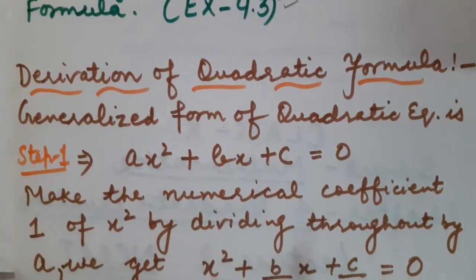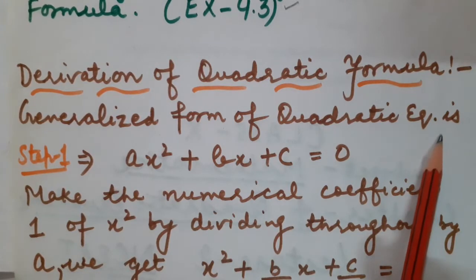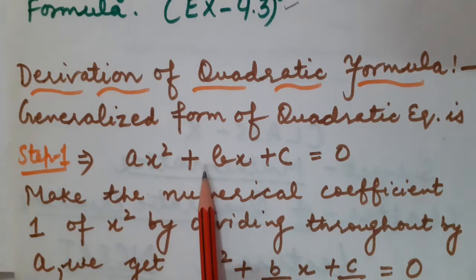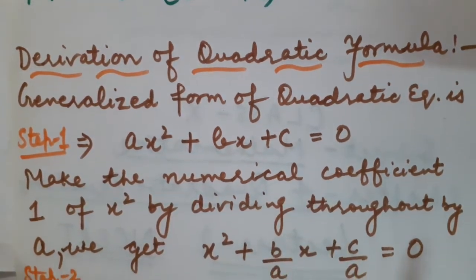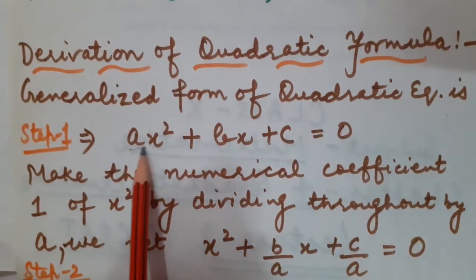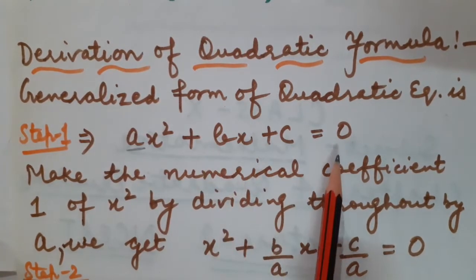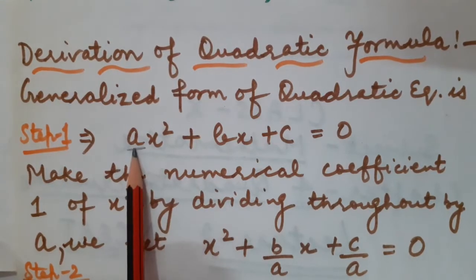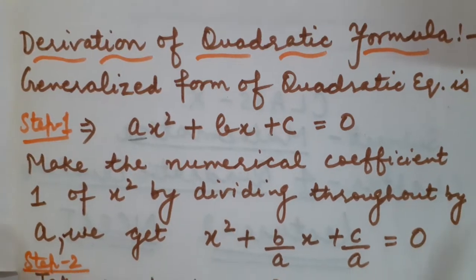The very first step is that you must know the generalized form of a quadratic equation. The quadratic equation's generalized form is ax square plus bx plus c is equal to 0. Correct, children? Now the very first step is that you have to make the numerical coefficient of x square as 1. How can I make it as 1? Definitely I will have to divide the complete equation by a. So make the numerical coefficient of x square 1 by dividing throughout by a.